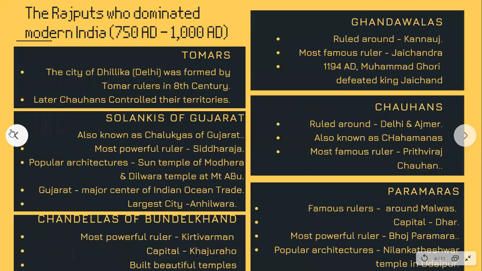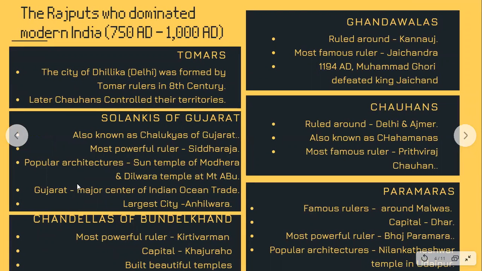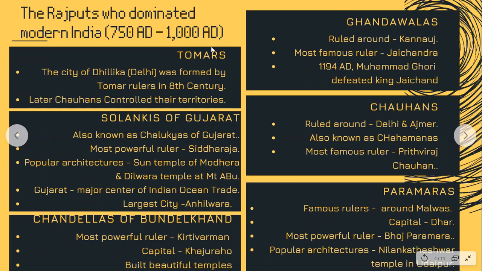Amazing. So on this end, I will just do a quick recap of all the dynasties we've studied so far. We have the Tomars who built Delhi, right, in the 8th century. Then you have the Solankis, also known as Chalukyas of Gujarat. Siddhi Raja was the most famous Solanki ruler, and the popular architecture of the Solankis includes sun temples of Modhera and the Dilwara temple of Mount Abu. Then Gujarat was one of the major hubs of Indian Ocean trade.